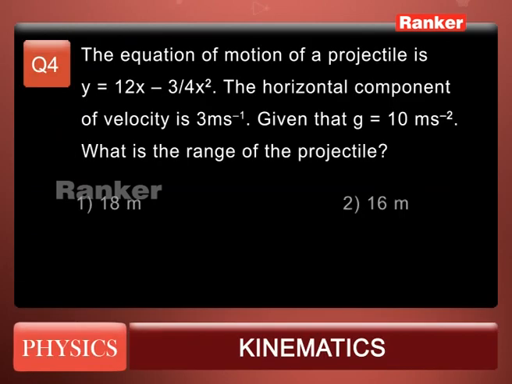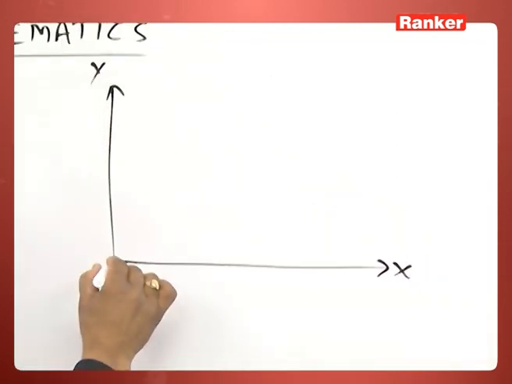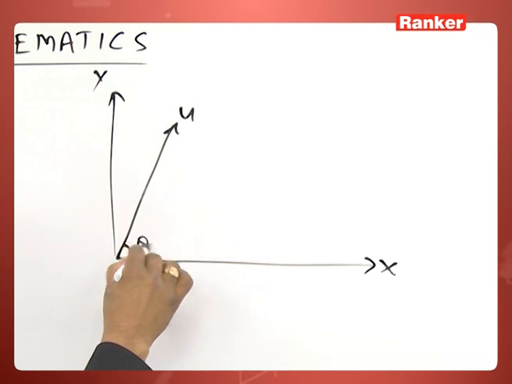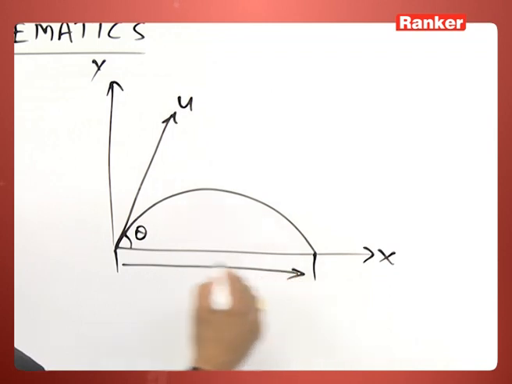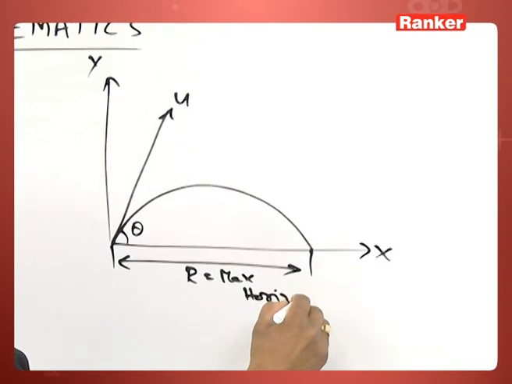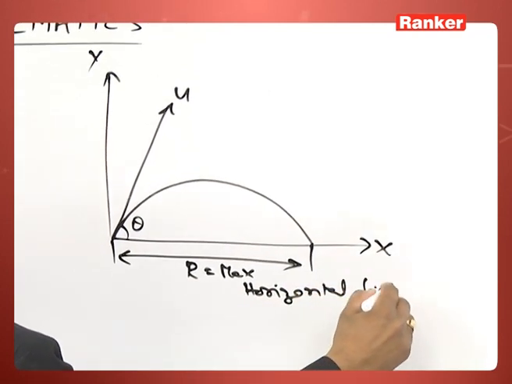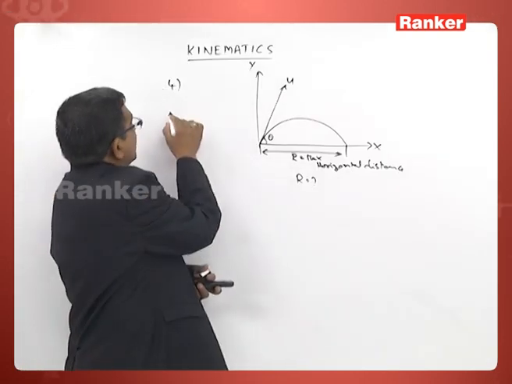The fourth problem is the equation of motion of a projectile is given, y is equal to 12x minus 3 by 4 x square. Horizontal component of velocity is given, g value given. What is the range of the projectile you have to calculate? Let us see what is a projectile. Projectile is a two-dimensional motion. So, x and y you take. From here I projected a body with a velocity u at an angle theta, then it strikes the ground somewhere here. This distance we call it as range. This is the maximum horizontal distance travelled by the body. So, this range you have to calculate, and equation of trajectory given.